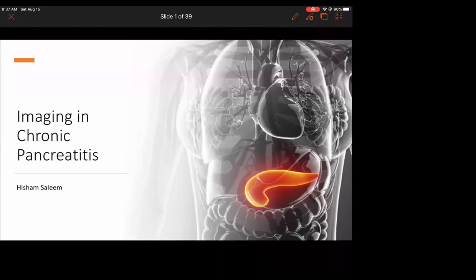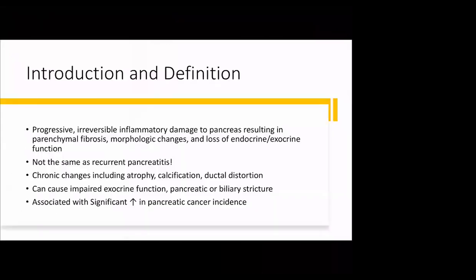Good morning. Our topic today is about imaging in chronic pancreatitis. Chronic pancreatitis is a progressive, irreversible inflammatory damage to the pancreas, resulting in parenchymal fibrosis, morphological changes, and loss of endocrine and exocrine function. And it is not the same as recurrent pancreatitis. We should not mistake between the two.